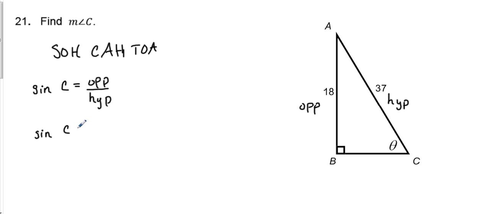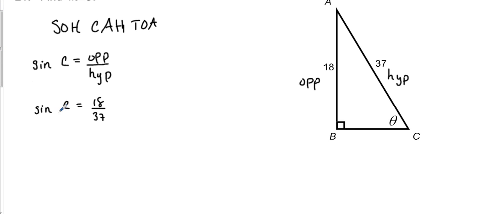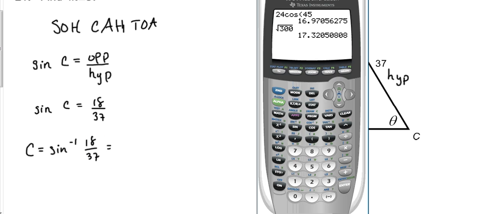The sine of angle C equals the opposite side is 18. The hypotenuse is 37. And remember, we do not cross multiply here. We don't put a 1 underneath the sine of C. Whenever you're looking for an angle, we're going to use an inverse trig ratio. So we're going to write that C equals the inverse sine of 18 over 37. And let's type that into the calculator.